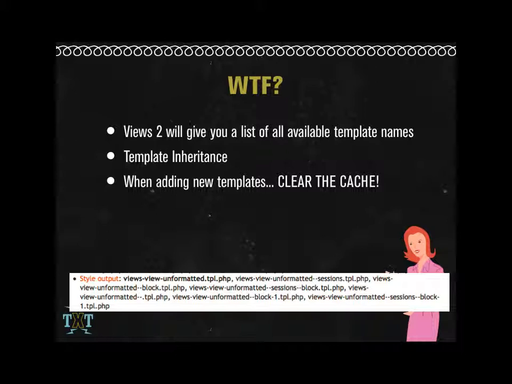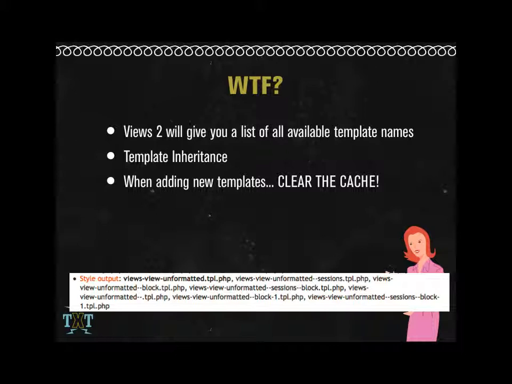Okay, is there any questions about what I've gone over so far? What variable? Okay, good question. So views, just like any other module, has its own variables. And what it'll do is it'll substitute those variables in to look for different templates. So in this case, unformatted would be a variable. It's the display style, that would be either unformatted, grid, or table. And then you have block, which is the display type. Block would either be block or page, could be an attachment as well.